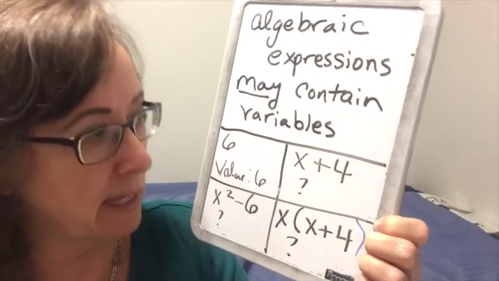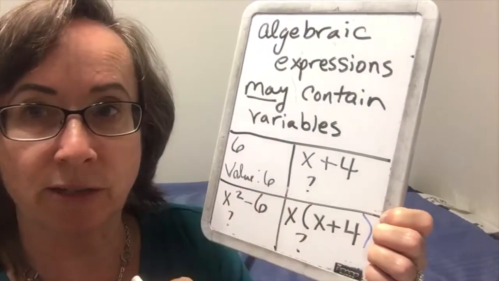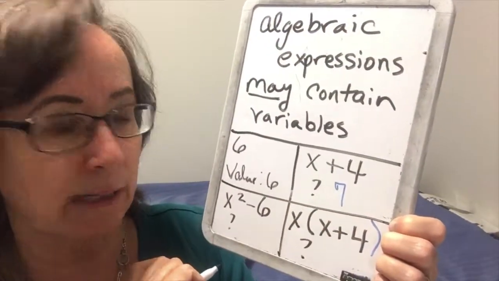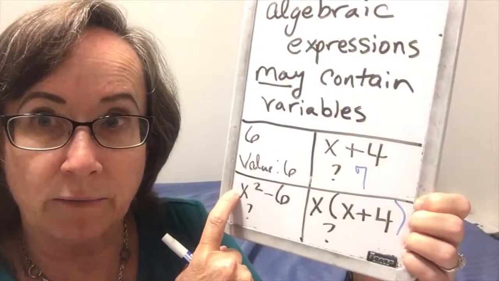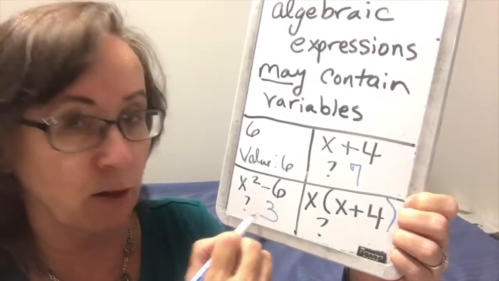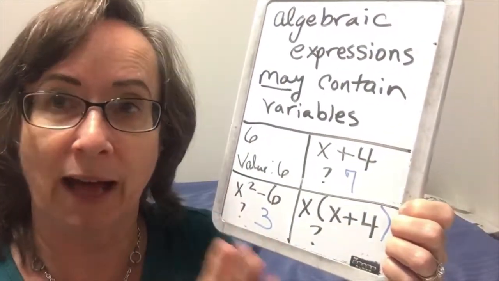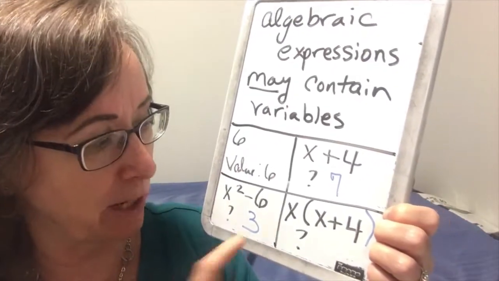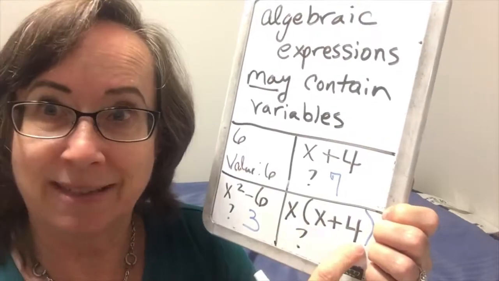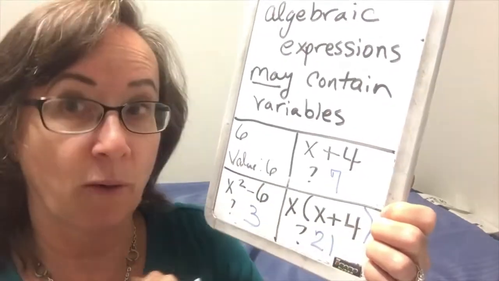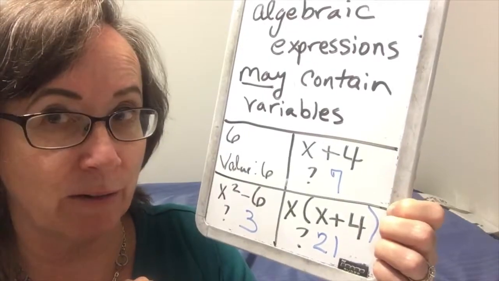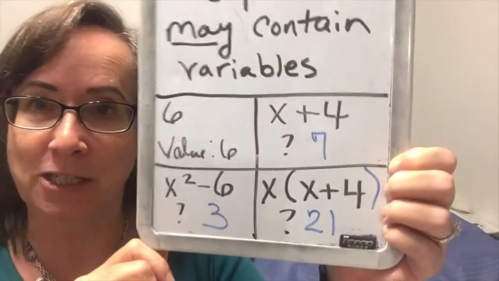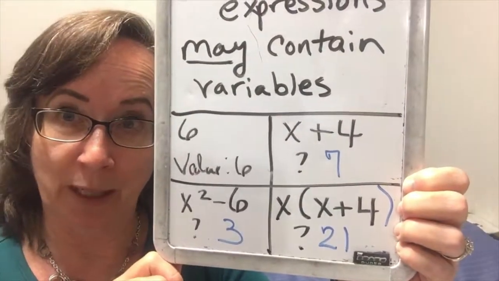But suppose they told us that all of these values of x was 3. So 3 plus 4 would then be 7 when x equals 3. 3 squared would be 9, take away 6 would be 3. So once we know the value of the variable, then it's no problem determining the value of the algebraic expression. 3 times 7 is 21. So once the mystery is solved and we know the value of the variable, then it's no problem finding the value of the algebraic expression. So there's some examples of algebraic expressions.